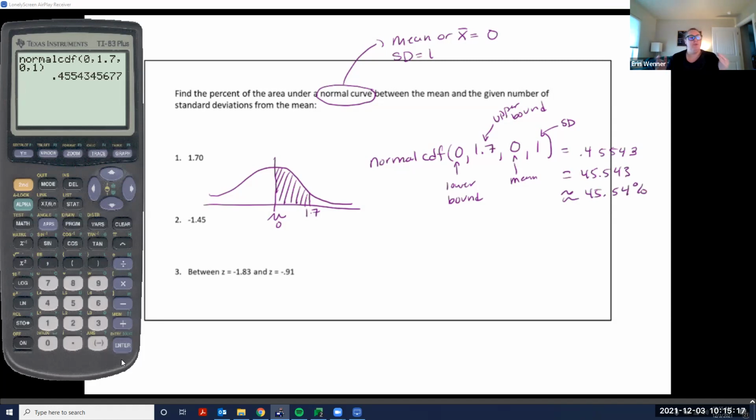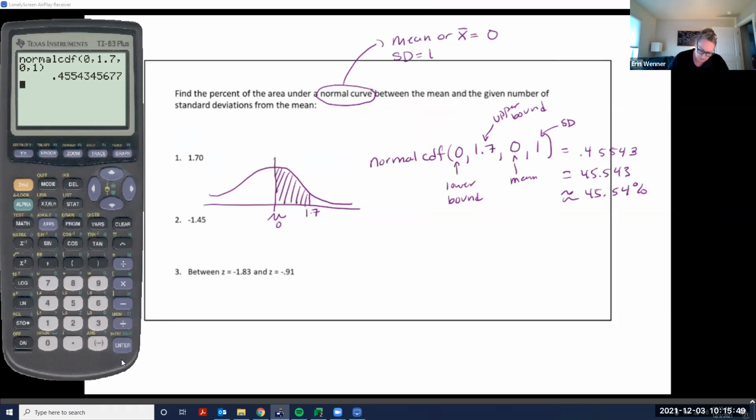So 45.54% of the distribution exists between the mean and 1.7 standard deviations from the mean. Again, we're just looking at that upper bound. If we were to make this symmetrical, we would have negative 1.7 up to 0, which would give us the same percent. Together, then we would get 90% of the data between those 2 points. But again, we're just saying from 0 up to 1.7, we're just looking at that range right there.